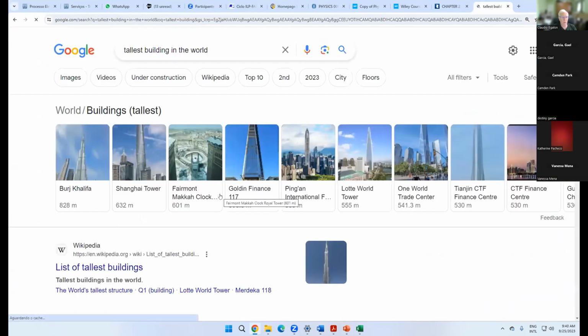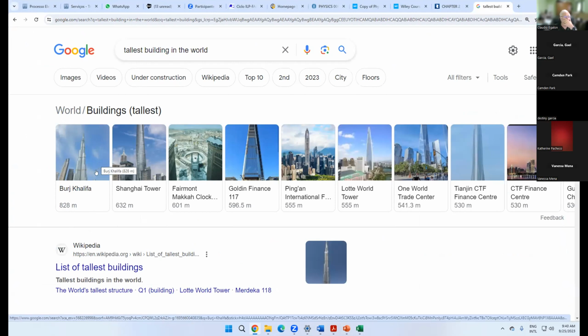The world, 828 meters. There's no 2,000 meter high. Well, it can be a tower, right? It's not a building. You may not get a building that's 2,000 meters high, but you can get a tower, right?